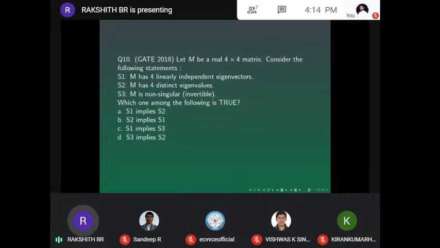Since it has 4 distinct eigenvalues, they indeed give 4 linearly independent eigenvectors. So option B is correct. You need to mark B, because only one answer will be correct.